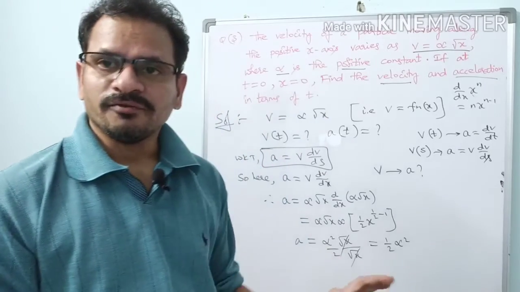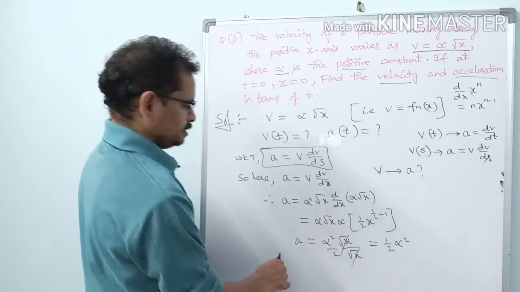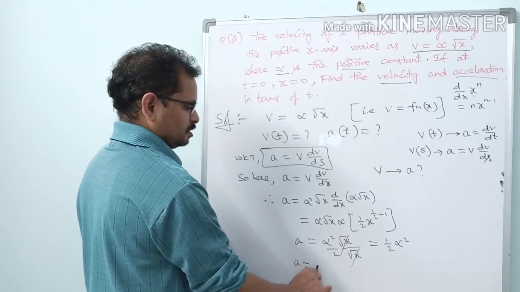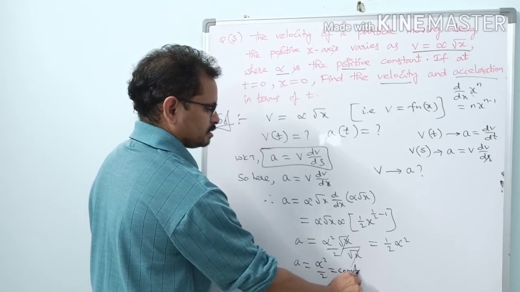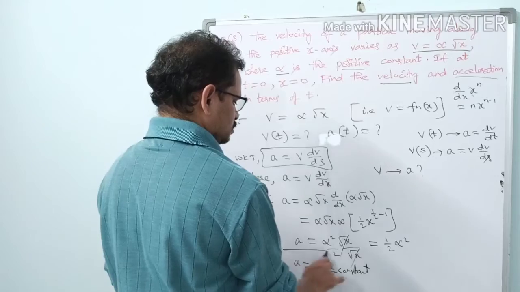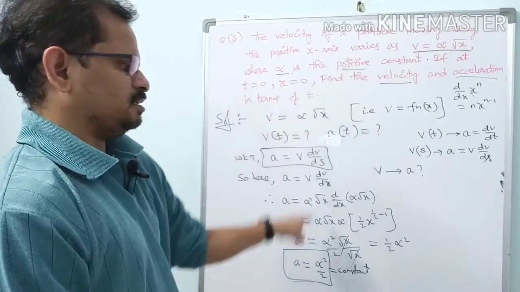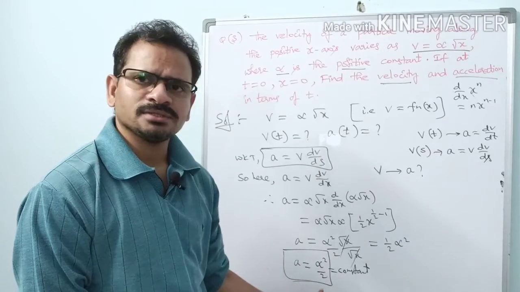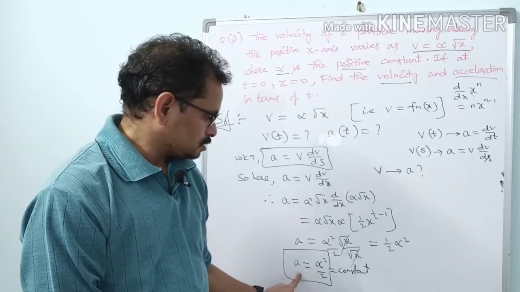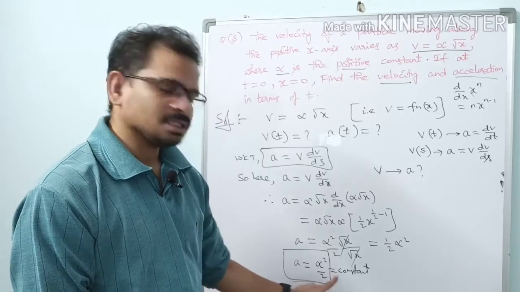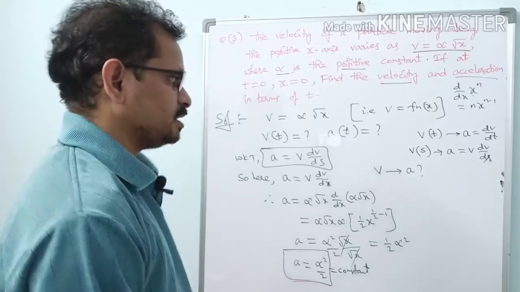So what is alpha? Alpha is constant. So constant means what type of acceleration is this? Here acceleration a equal to alpha square by 2. This is equal to constant. But what is asked in the question? Find the velocity and acceleration in terms of t. So can you get acceleration in terms of t here? No. So acceleration is a constant here, we cannot get it in terms of t. So here it is constant acceleration.